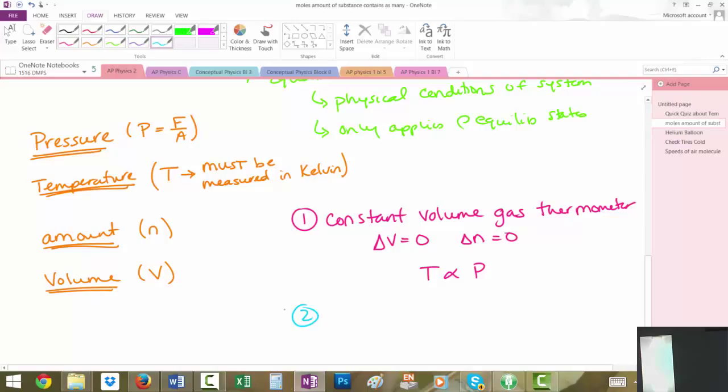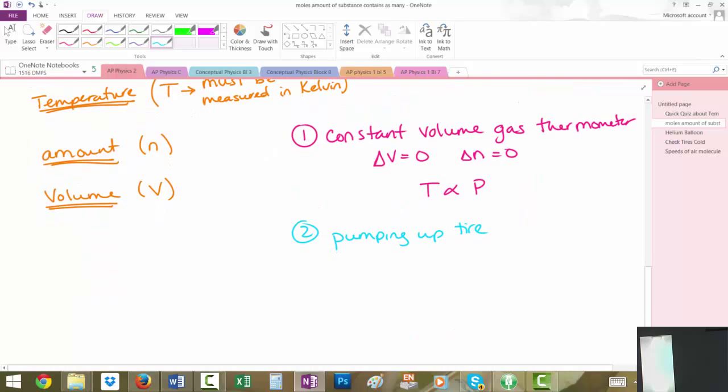All right, another situation. Let's say that we're pumping up a tire. If you're adding air to a tire, what are you definitely changing? The amount, right? So we know that N is changing. And in doing so, what else are you changing? The pressure. What things are staying the same, pretty much? The temperature. So delta T is going to be 0. And what else? The volume. Delta V is going to be 0.